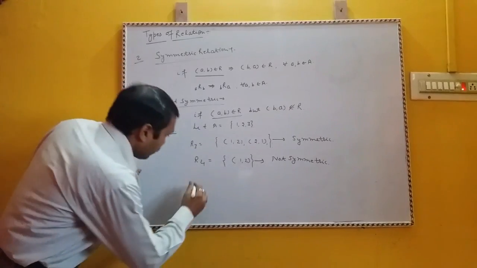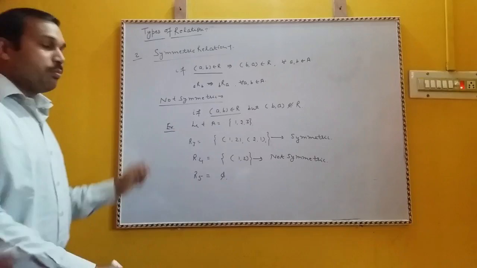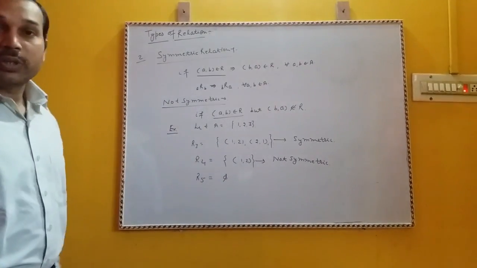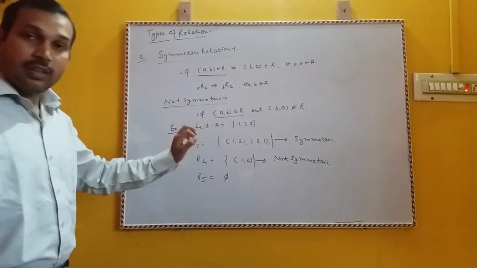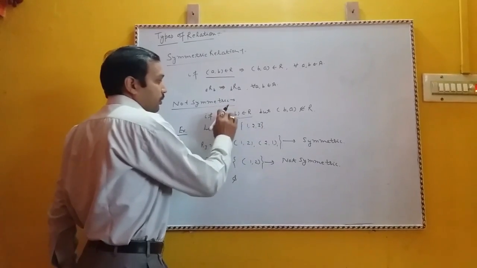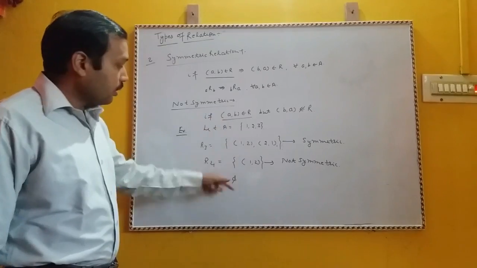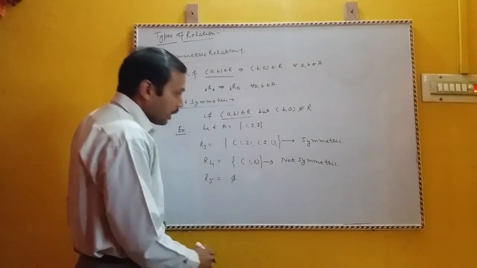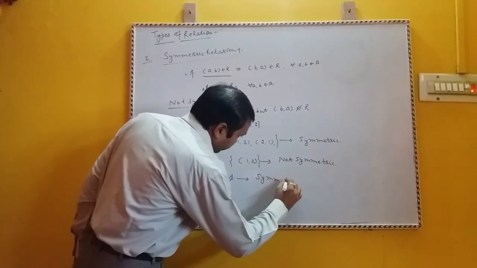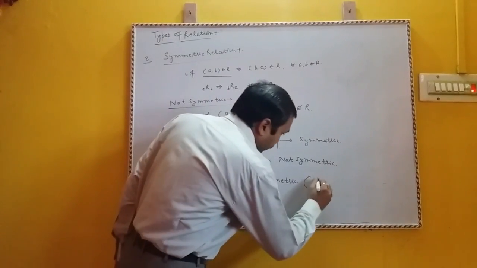Now think about the relation phi, meaning the empty relation, or null or void. It does not contain any ordered pair, or any element in relation R5. So if you search for (A, B) belonging to R, you will not find any element in R. So this relation is trivially symmetric. Trivially means by default.